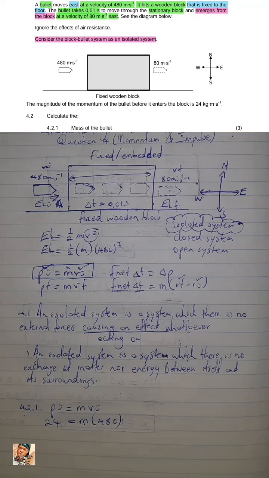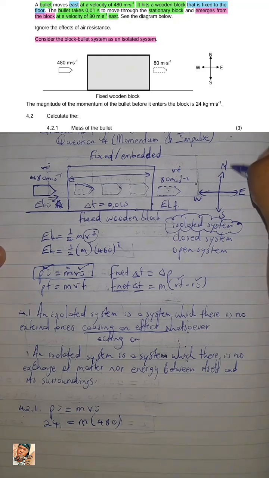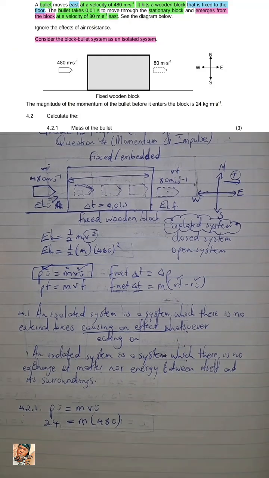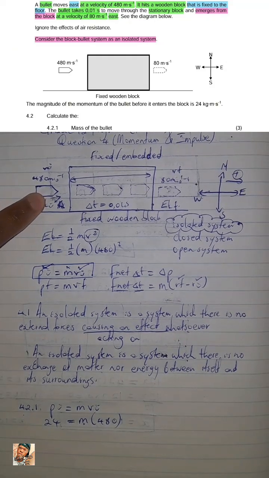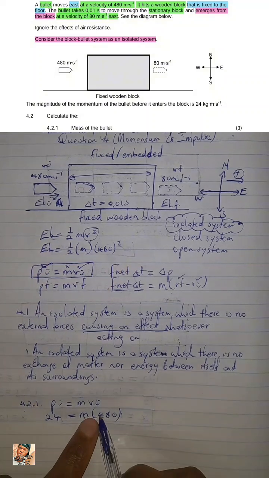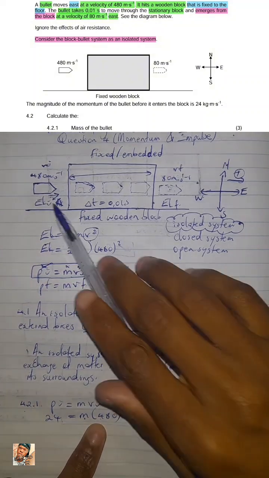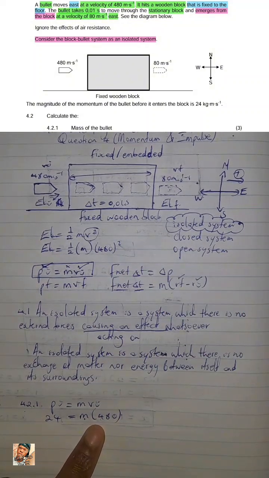If you are part of the LAMLEE tutoring services, you're going to know that I'm always taking right as positive or east as positive and also up as positive. So we're going to take east as positive. Since this bullet was initially going east, we're going to substitute the positive velocity, because its initial velocity was when the bullet was going east, which we're taking as positive. That is why it's going to be positive.